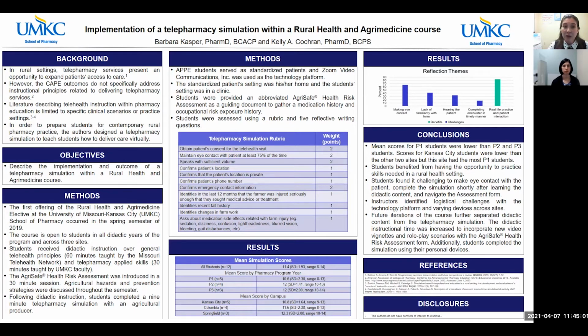The encounter was designed so that it appeared that the student pharmacist was in a clinic setting and that the ag producer was in their own home. The students utilized an abbreviated form of this AgriSafe Health Risk Assessment to guide them in gathering a medication history, which is a critical skill for student pharmacists that they learn within the P1 year of the curriculum. It also had some prompting questions around occupational risk exposure, which is taught within this course.